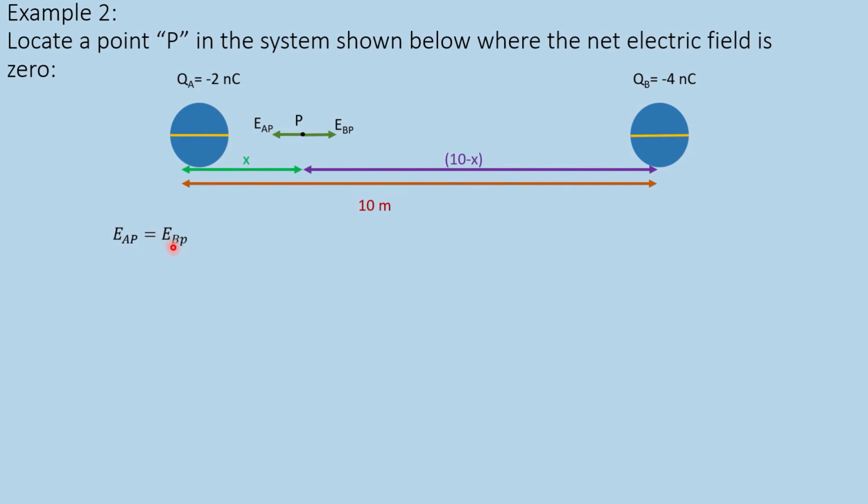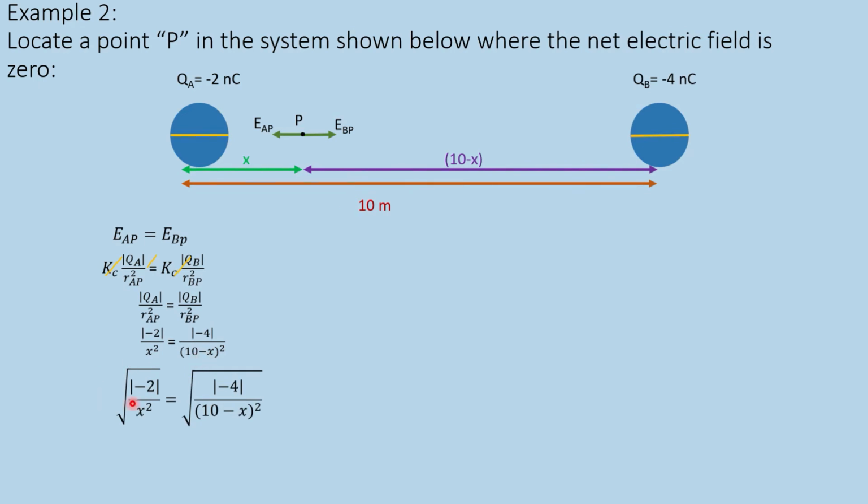EAP equals EBP, the same thing. KCQA over RAP squared equals KCQB over RBP squared. KC and KC, they cross out. We will get QA over RAP squared equals QB over RBP squared. We replace QA is negative 2 nanocoulombs and it is at a distance of x from point P. QB is minus 4 nanocoulombs and at a distance of 10 minus x from point P.